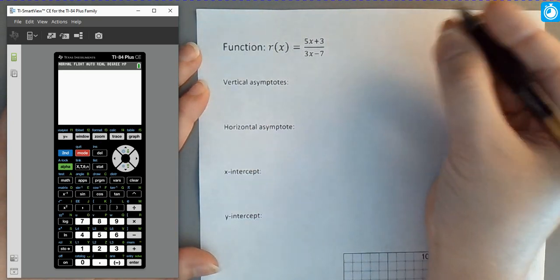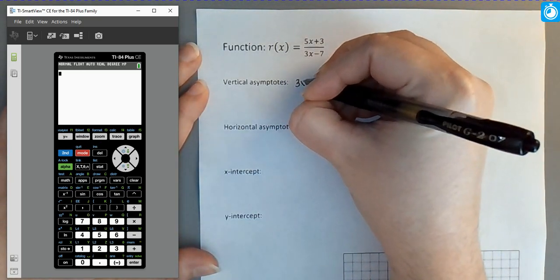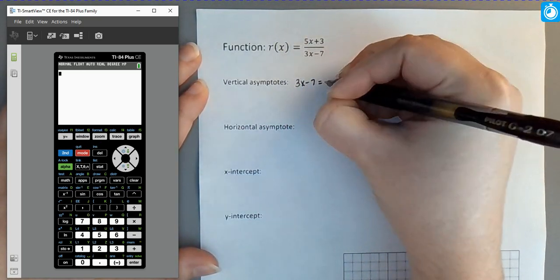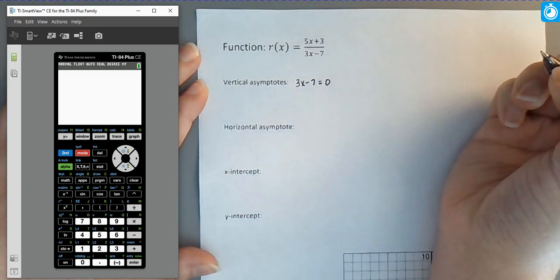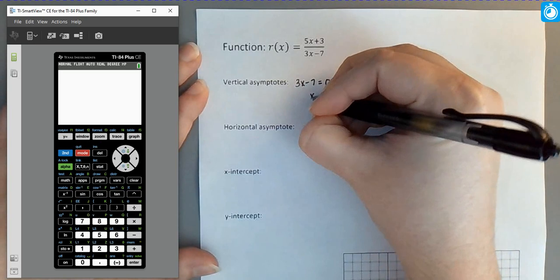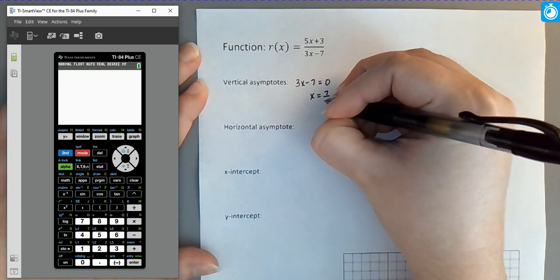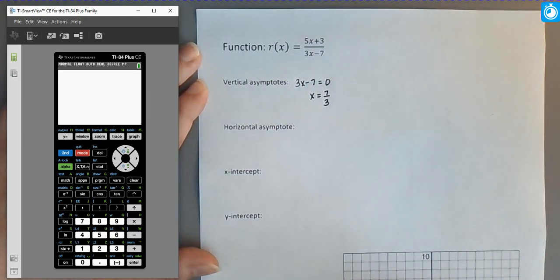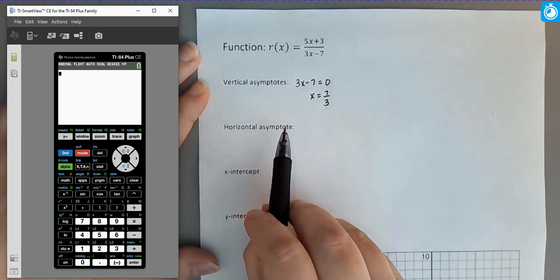So if I want to find my vertical asymptotes, I'm going to start by setting my denominator equal to 0, and then I'm going to solve for x. So if I add my 7, divide by 3, I'll get x is equal to 7/3. So that's going to be the equation of my only vertical asymptote, and we'll put that on the graph in just a moment. Now I also need a horizontal asymptote.